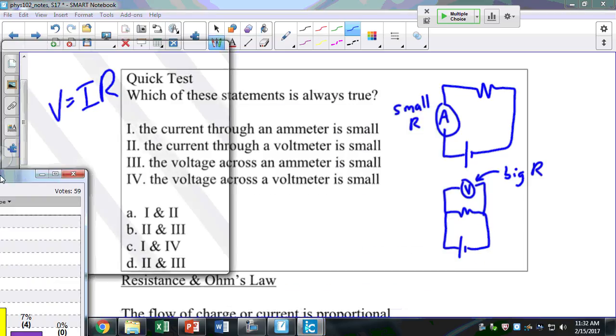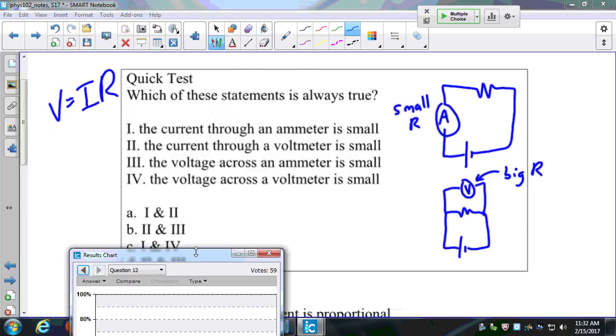All right, yeah, the answers are all over the board. So, look, the current through an ammeter is small. That might be true. If this is my circuit, I have a current going through it. It's true if the circuit has a small current. But if the circuit has a big current, then the ammeter gets a big current too. That's what it measures. So true maybe sometimes, but not necessarily.